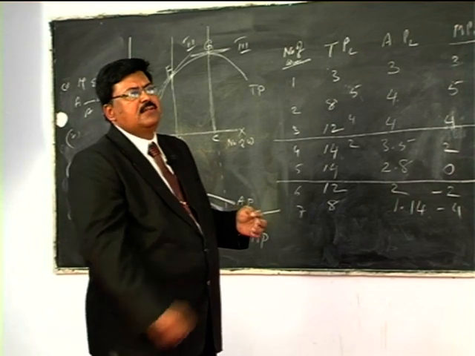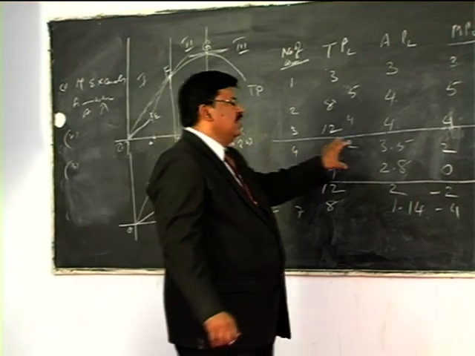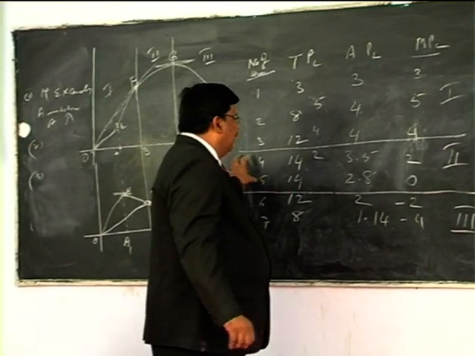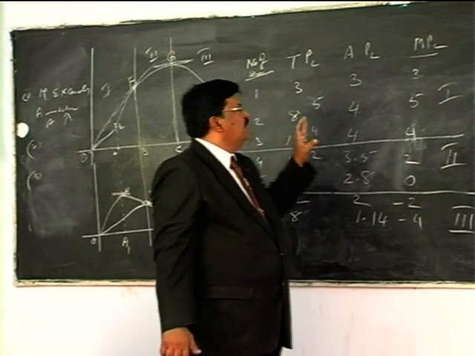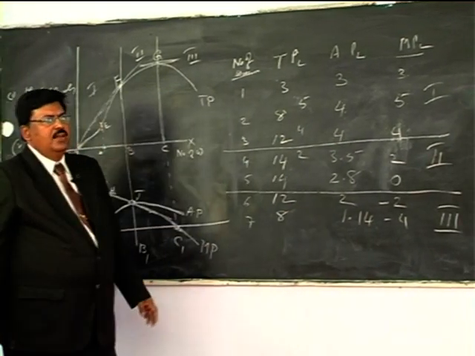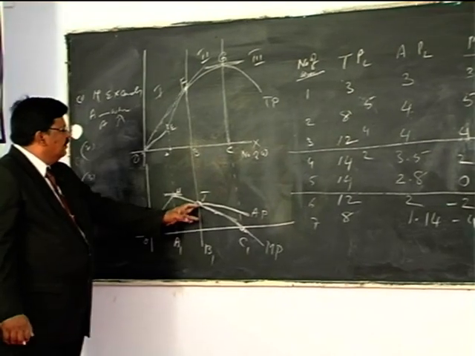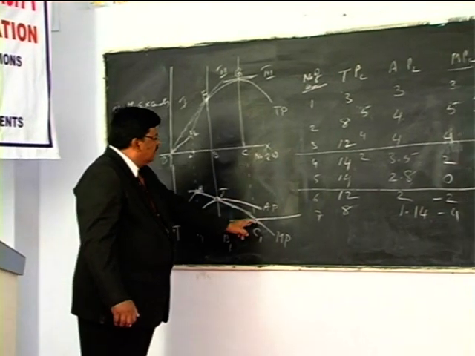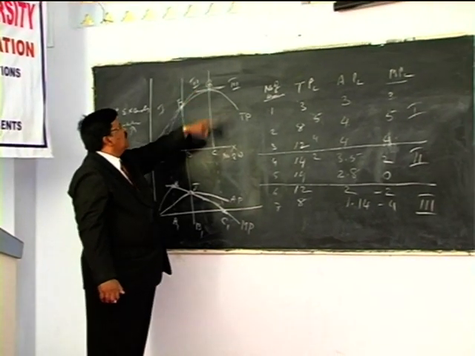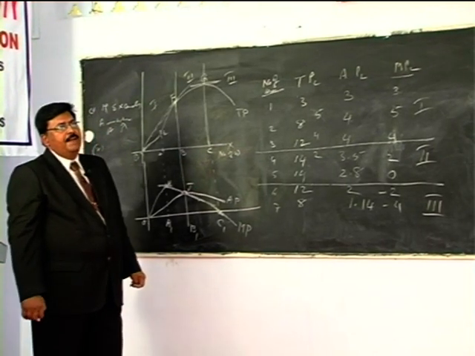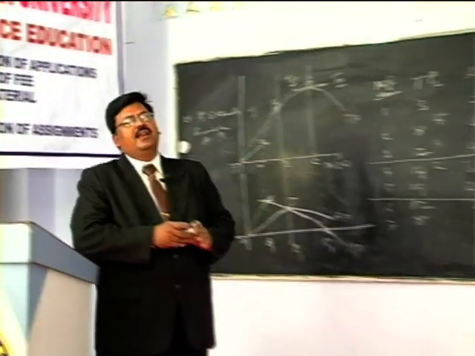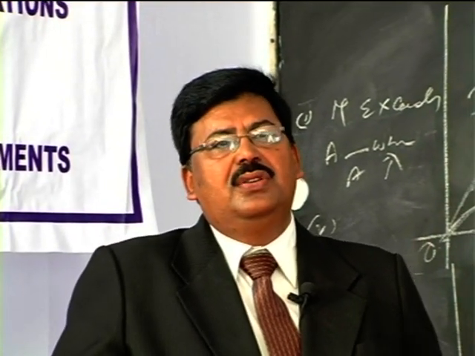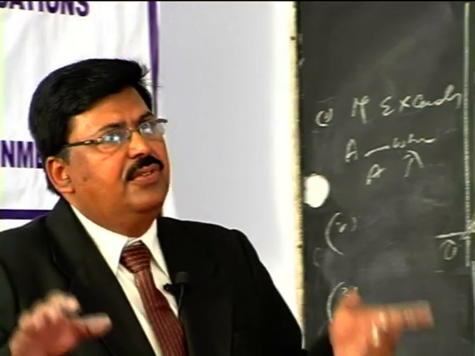So he will continue to experiment and he will operate in stage 2, because in stage 2 the average product is increasing. The right side boundary for stage 1 is where average product stops increasing, and the right side boundary for stage 2 is zero marginal product and maximum total product. He never enters into stage 3 and he will never stop in stage 1, and he will always operate in stage 2. This is about the production function with one variable input.